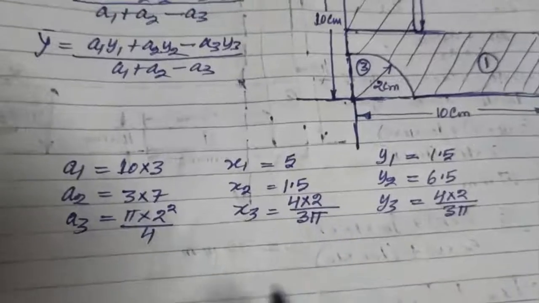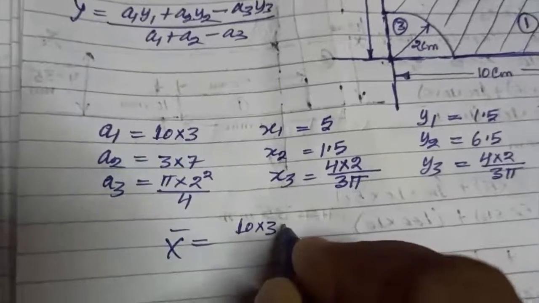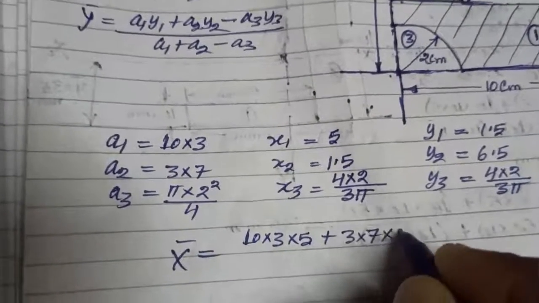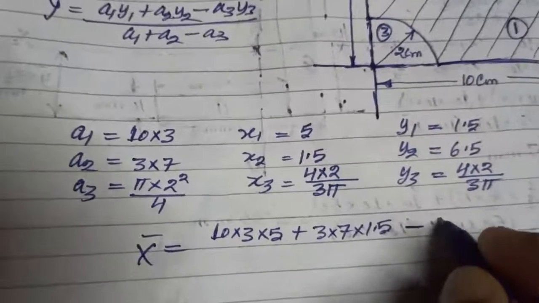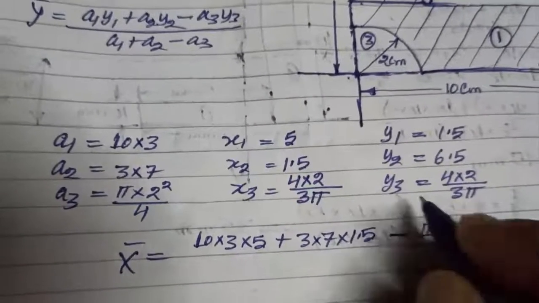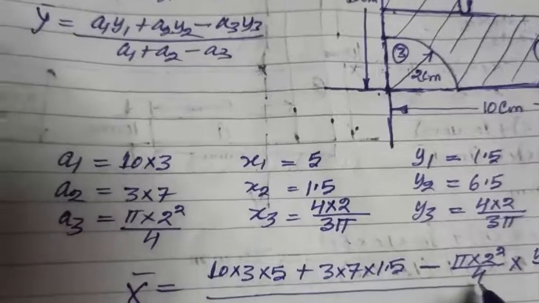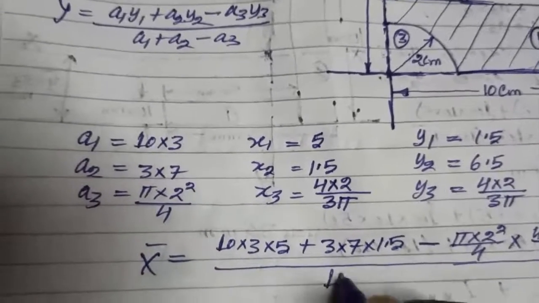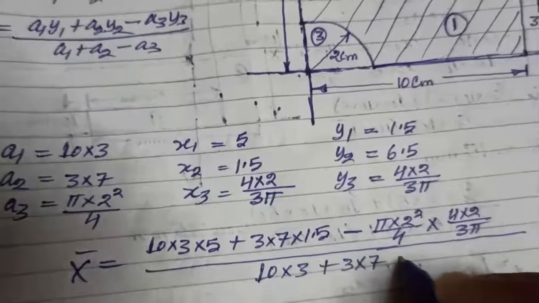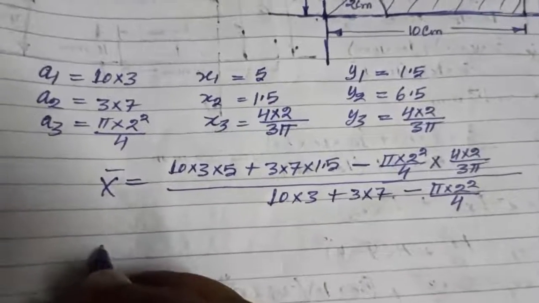So these are the values. Now on putting, x bar is equal to A1 x1 plus A2 into x2 minus A3 into x3. x3 is 4r by 3 pi, divided by A1 plus A2 minus A3.